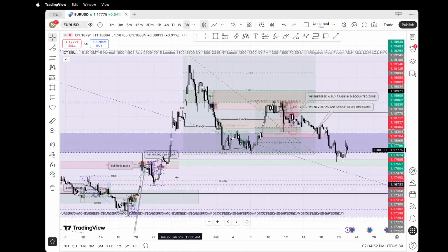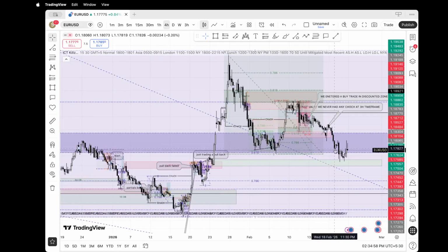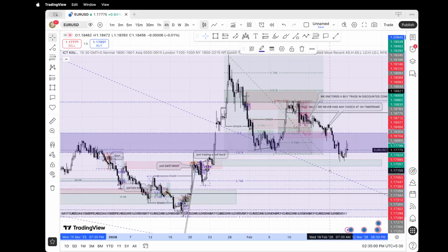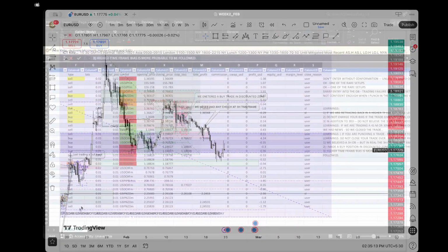The 3 hours showed us that we are in a bearish trend. The 4 hours showed us that we are retracing back and we are in a bearish trend. And yes, now we are in a good demand zone from where we can plan a buy. So that is what I meant by higher time frame bias is highly probable to be followed.